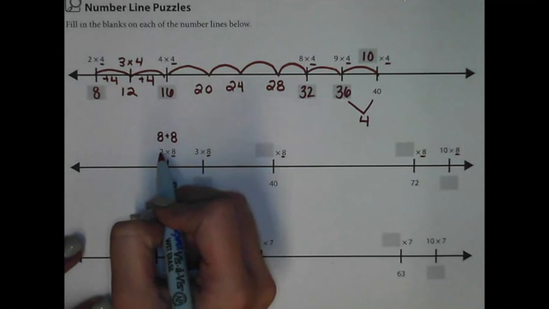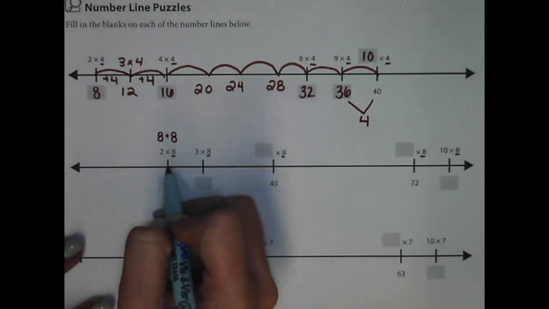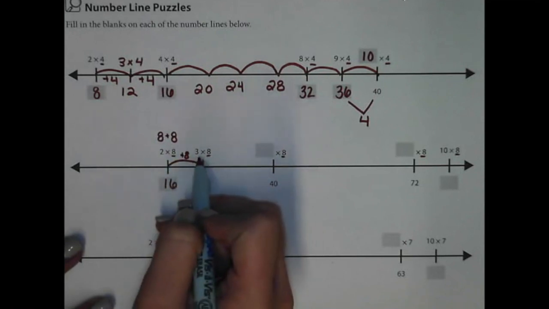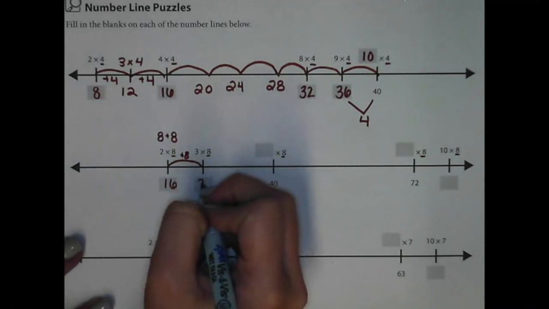Then I see that I'm jumping from 2 to 3. So that means I'm just making one jump of 8. And now that means that 3 times 8 must mean 24.